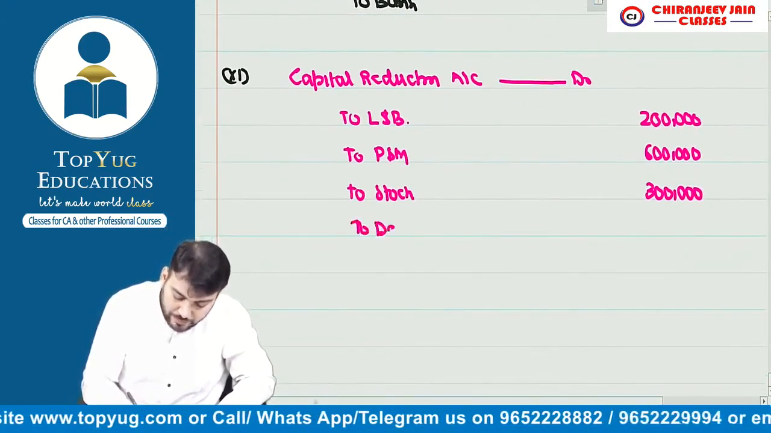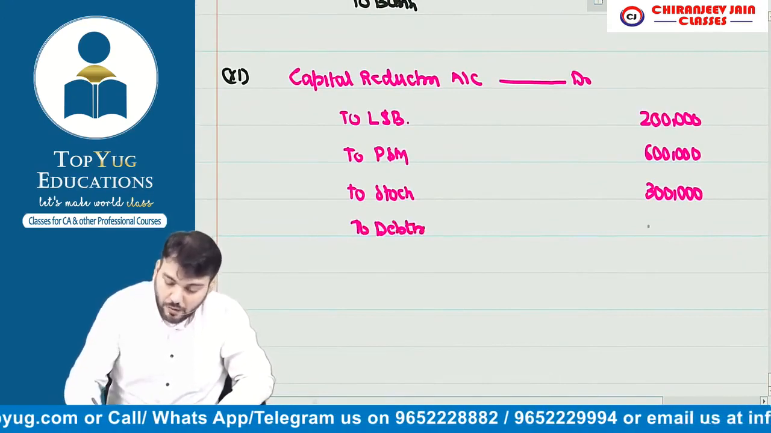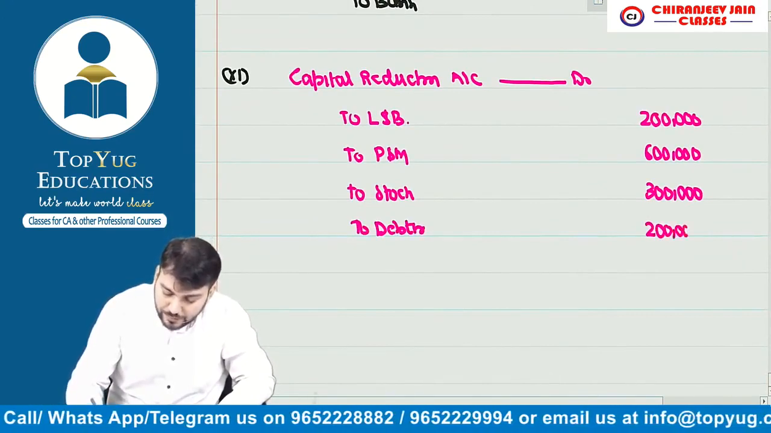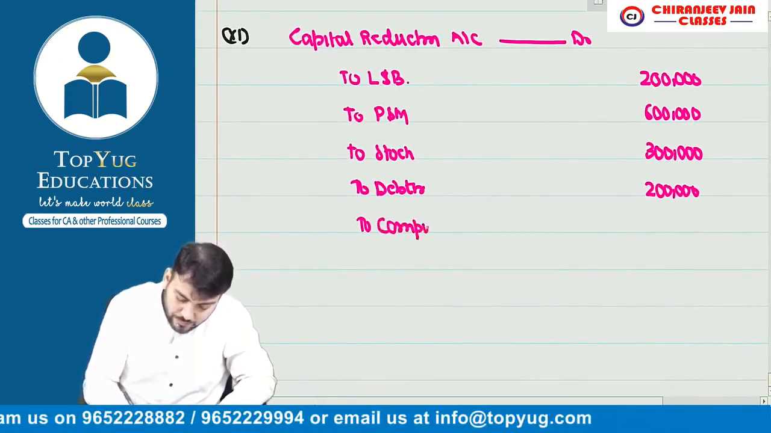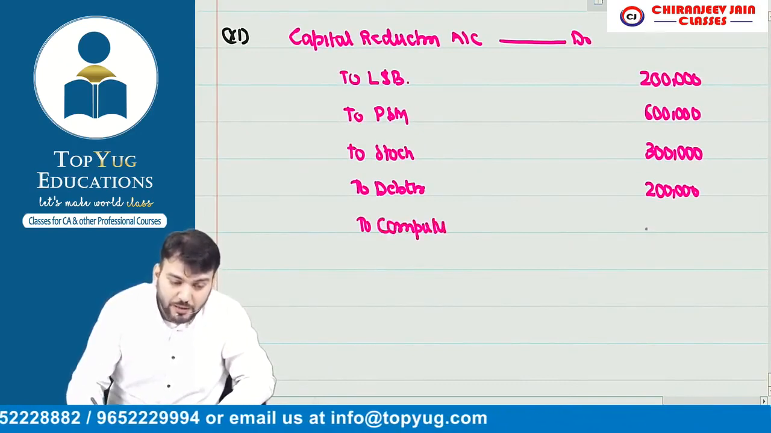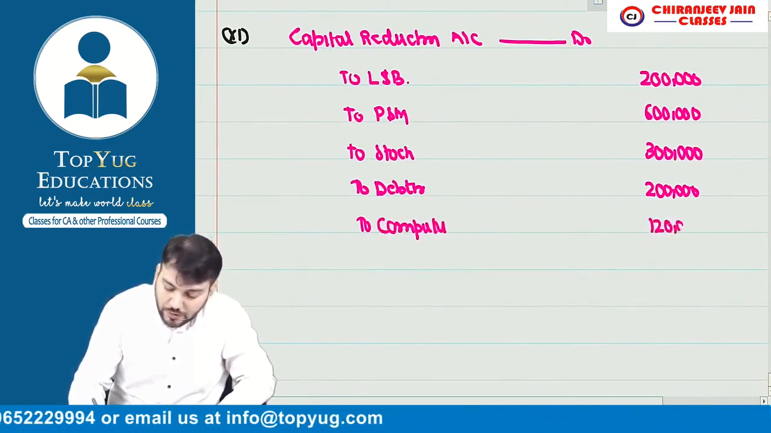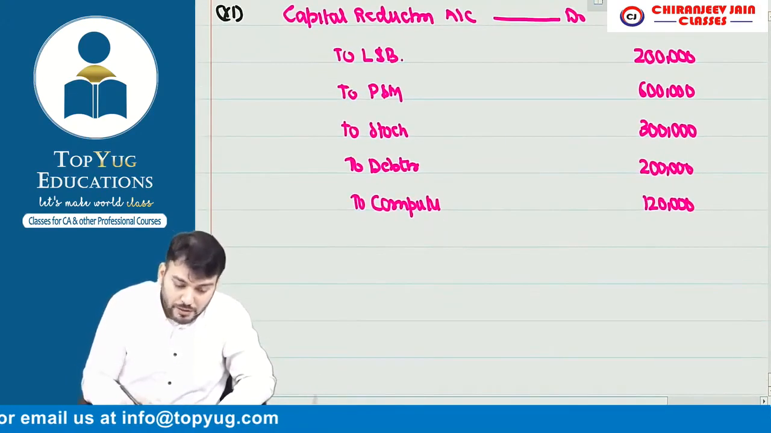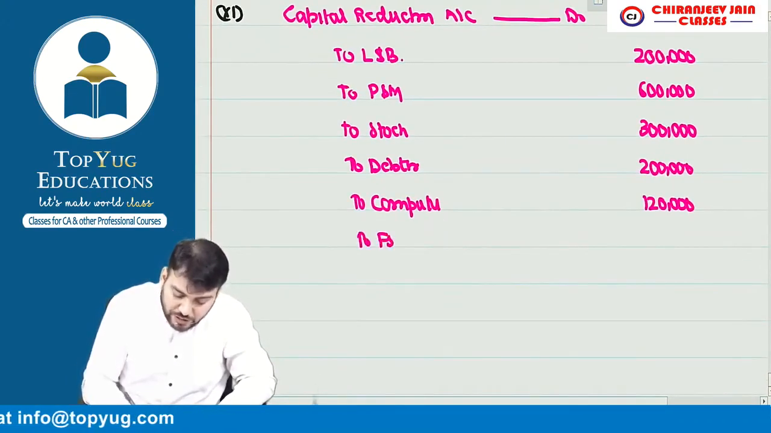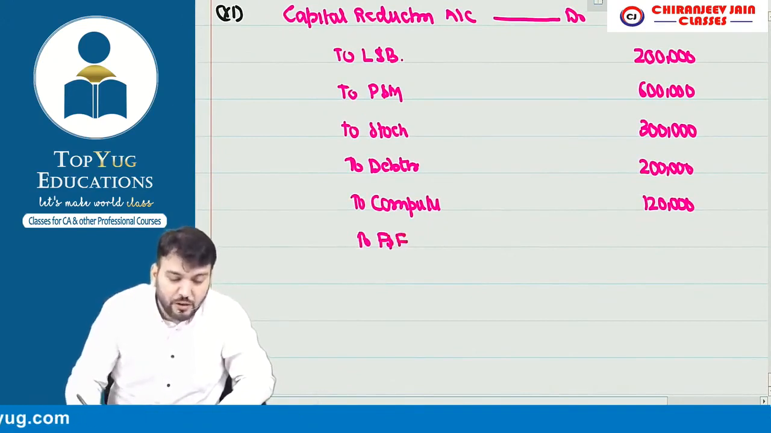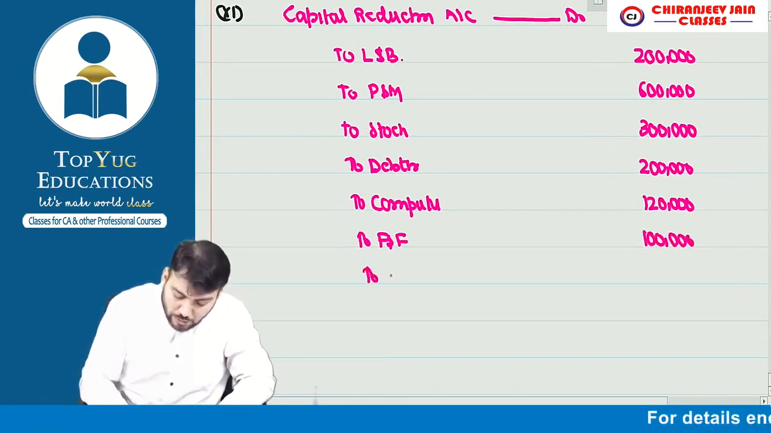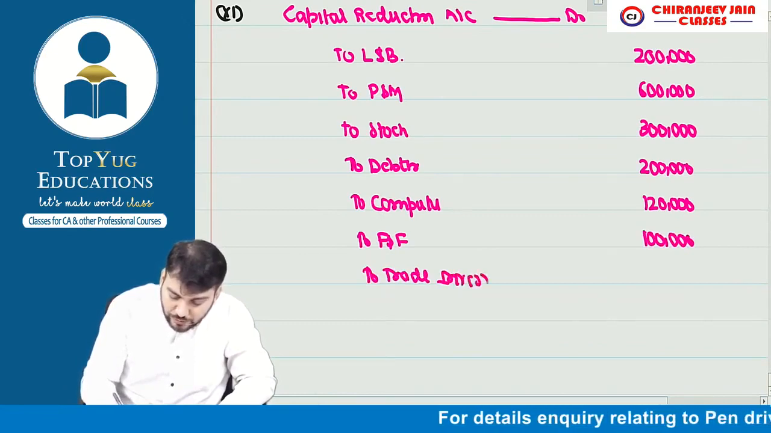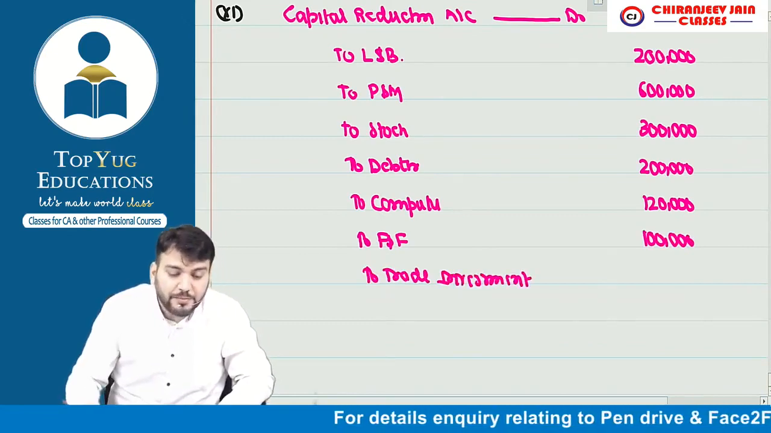To debtor, how much? 2 lakh. To computer. How much did you say for computer? 1,20,000. 1,20,000. Then to furniture and fixture. Furniture and fixture, how much? 1 lakh. Then to trade investment. Trade investment, how much? Speak up. Trade investment, how much? 1 lakh.